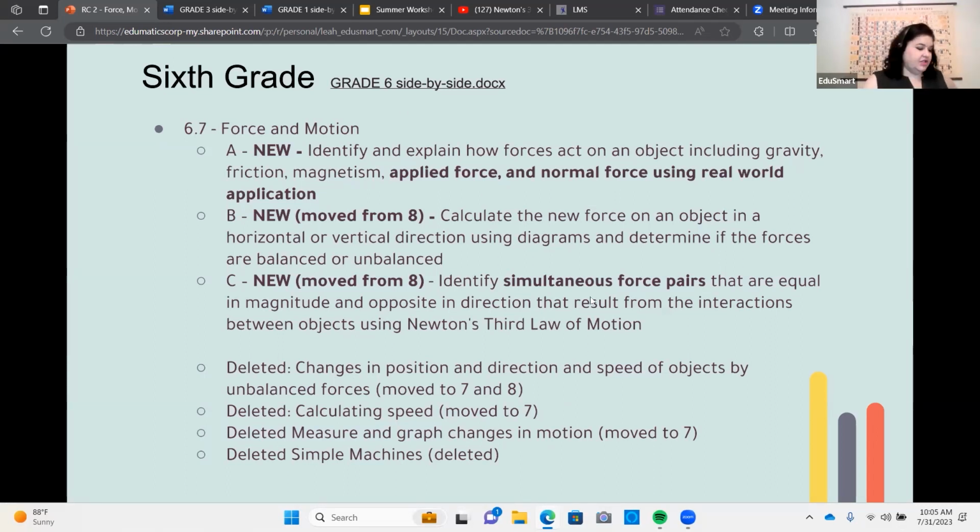And then this is a fun one too, Newton's third law. We saw that in the beginning. That was my anchoring phenomenon so that we could all have a refresher course on Newton's laws. This is changed quite a bit. It says identify simultaneous force pairs that are equal in magnitude and opposite in direction that result from the interactions between objects using Newton's third law of motion. So one thing that you'll notice with Newton's laws is that it's focusing on how and why would I use this. And the force pairs are also called action and reaction pairs.